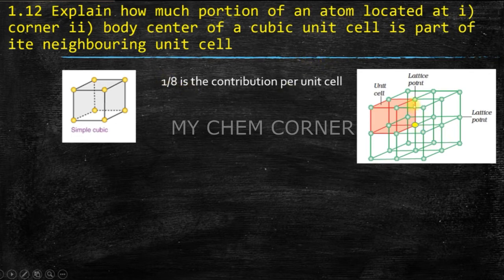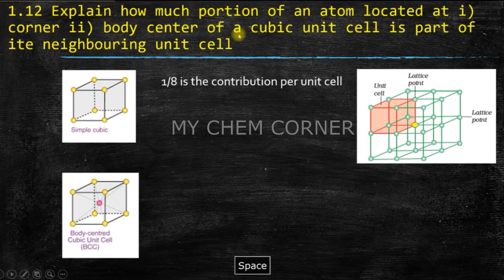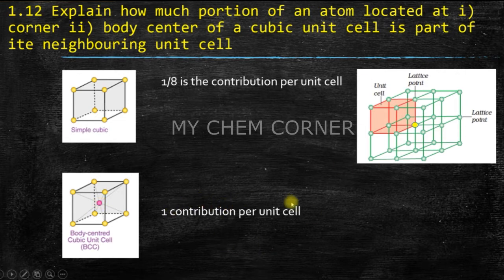This one atom is shared with 4 other unit cells on top and 4 other below, which means totally surrounding that particular atom. Now the second question says body-centered unit cell. If you see a body-centered unit cell, only one atom in the center is there that is belonging to that one unit cell. It is not shared with any other. So the contribution is only one per unit cell.